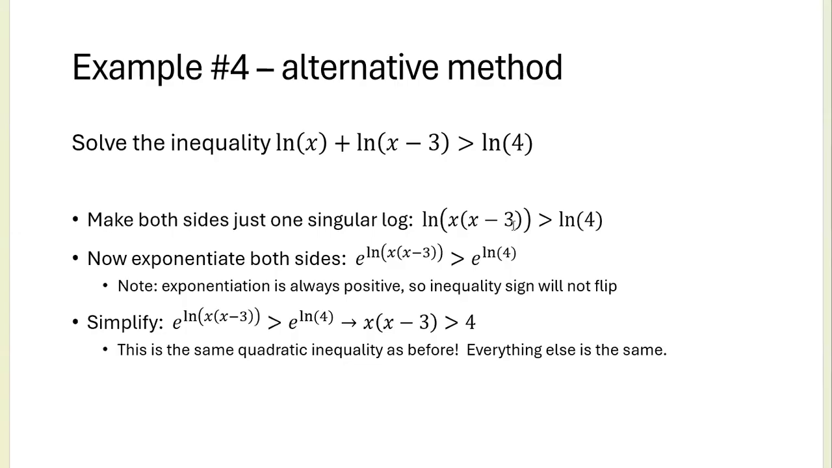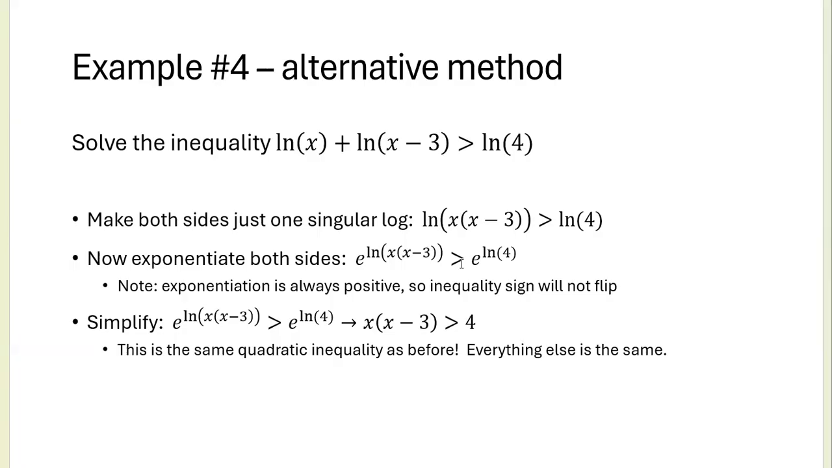Now, let's pretend it's like an equation. What do we do when it's equations? We can exponentiate both sides. So that's why I wrote over here e to the ln of that guy greater than e to the ln of 4. And let's think about the inequality sign. This might flip if we do an operation that changes the positive or negative sign, like when we divide or multiply by a negative number. Exponentiation is always positive. Think about it. It's always positive, so the inequality sign will not flip.